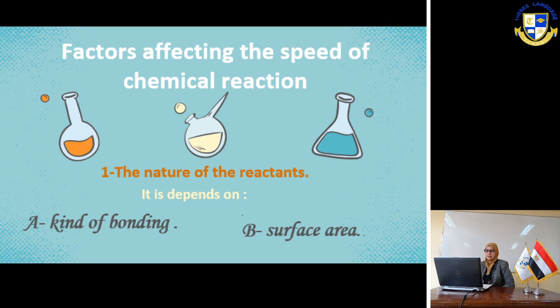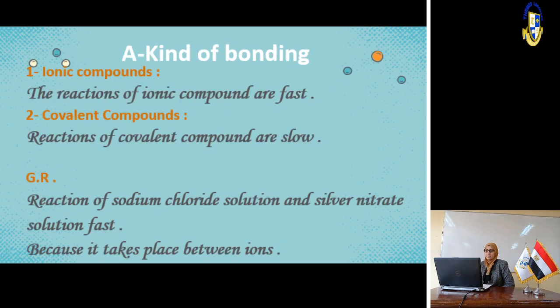Slide number 8. Kind of the bond. Here we have two kinds of bond, ionic compound and covalent compound. The reactions of ionic compounds are fast. The reactions of covalent compounds are slow. Give reason. The reaction of sodium chloride solution and silver nitrate solution is fast because it takes place between ions.